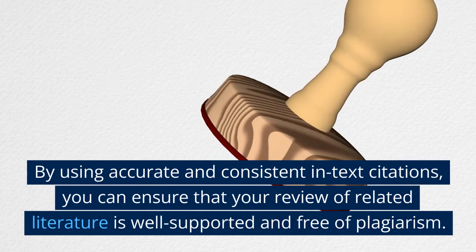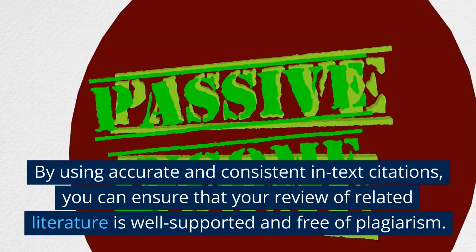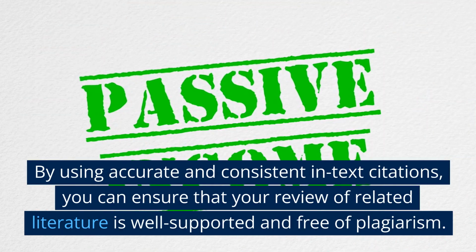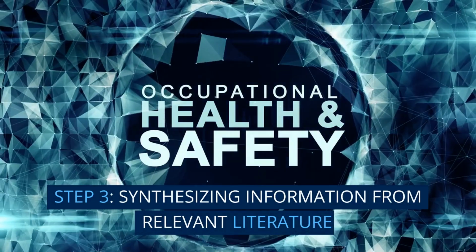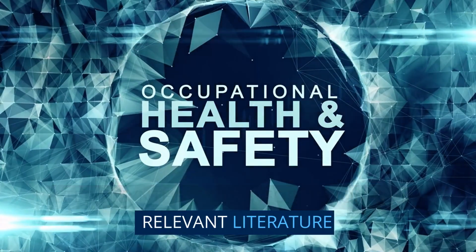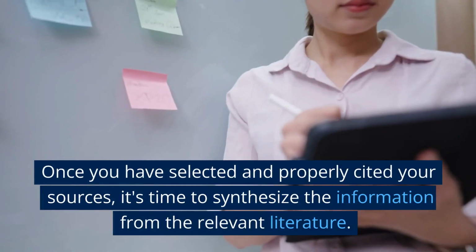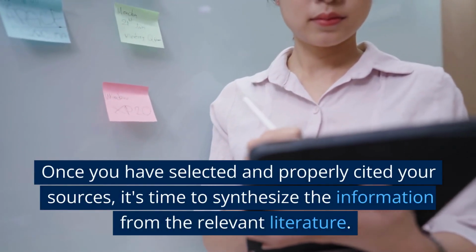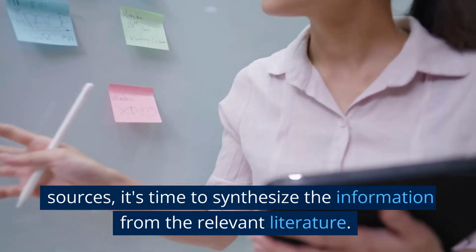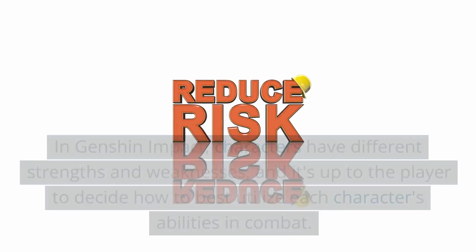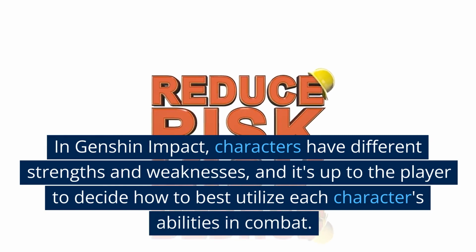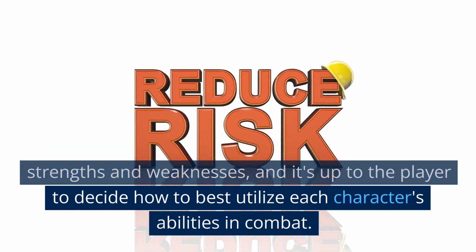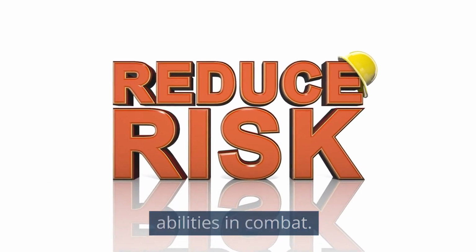By using accurate and consistent in-text citations, you can ensure that your review of related literature is well supported and free of plagiarism. Step 3. Synthesizing information from relevant literature. Once you have selected and properly cited your sources, it's time to synthesize the information from the relevant literature. In Genshin Impact, characters have different strengths and weaknesses, and it's up to the player to decide how to best utilize each character's abilities in combat.